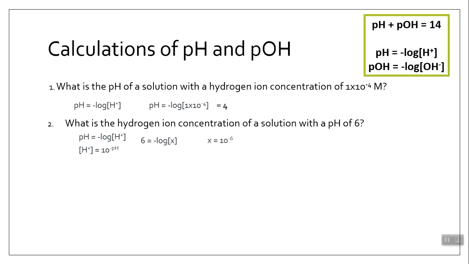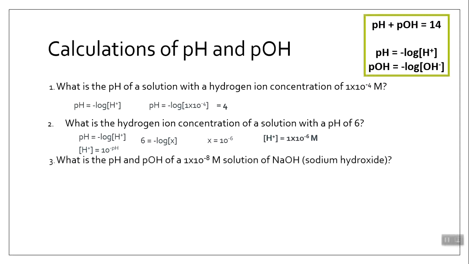If you need your calculator, this function, the 10 raised to the number, it's second log on your TI calculator. And you would do second log, negative 6, close your parentheses, and you get this as your concentration, 1 times 10 to negative 6 moles per liter.